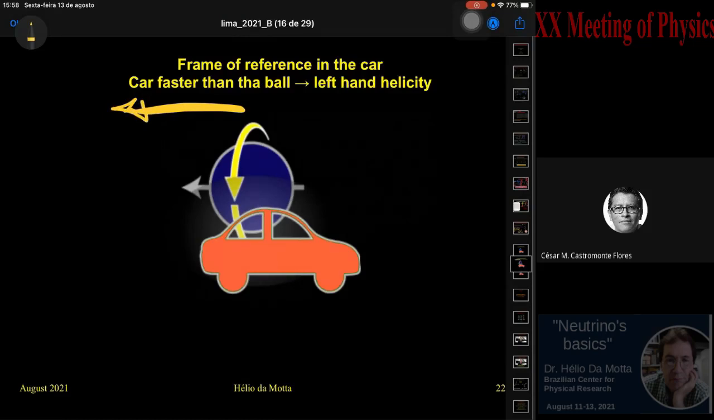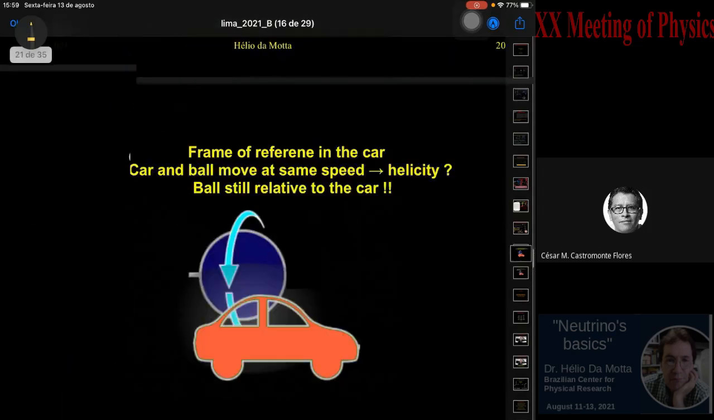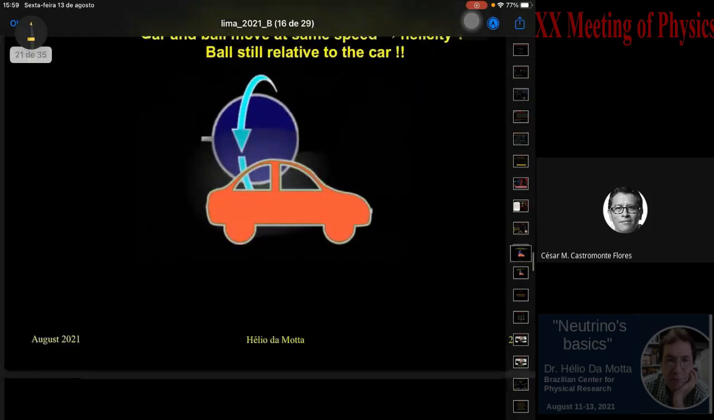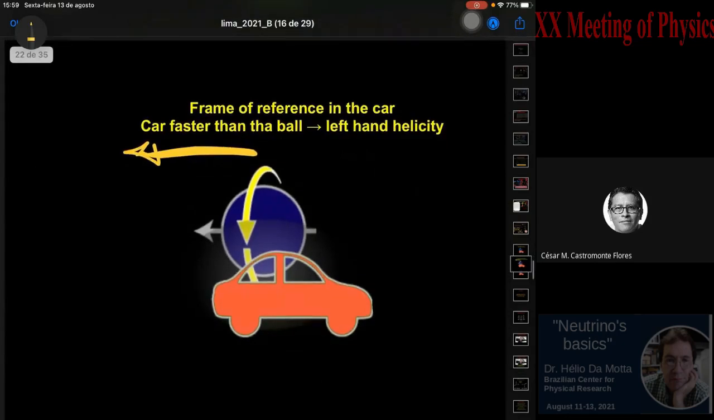In that situation, you have your left hand here, pointing in the direction of the ball, and the fingers of the left hand go around the movement. So in that case, you have a left hand helicity. See, the first one is a right hand helicity. The ball is going ahead. The spin did not change, in fact, but now it's the right hand. Here is nothing, and here is left hand.